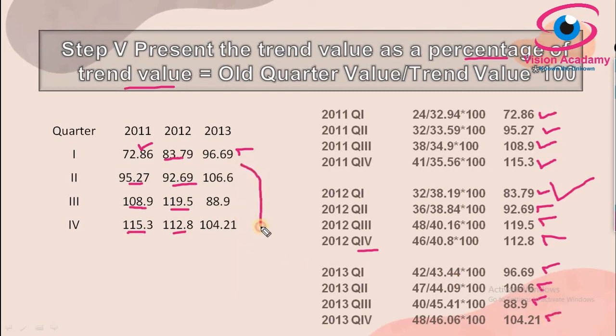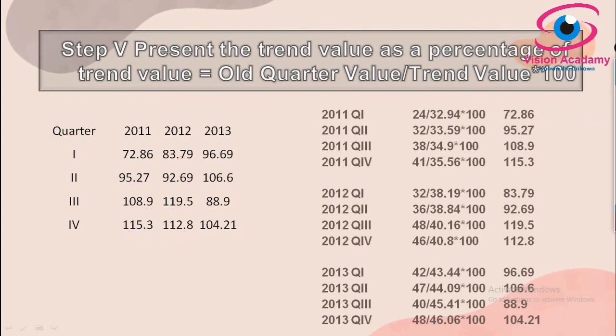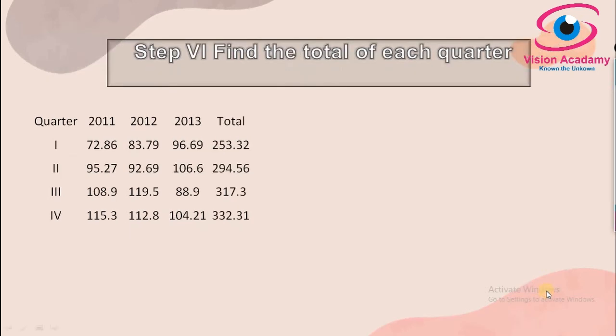So I have listed all the values, and now we obtained new values as a percentage of trend value. So we have finished most of the calculation as of now. Now we have to obtain average and grand average and finally seasonal indices. So the next step is this: find the total value of each quarter.